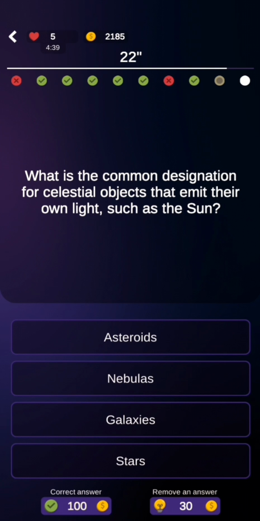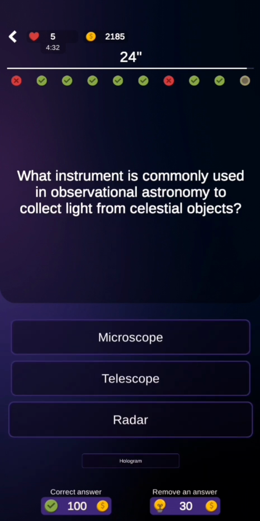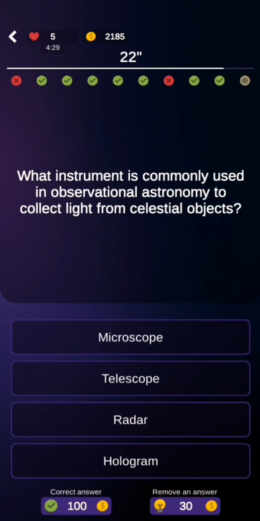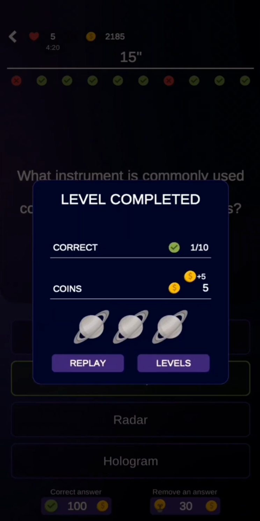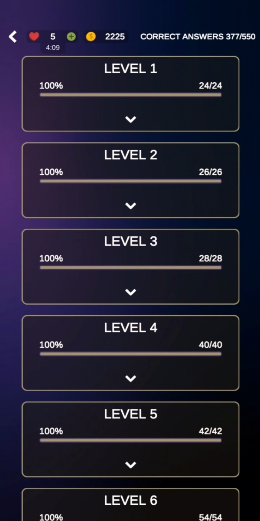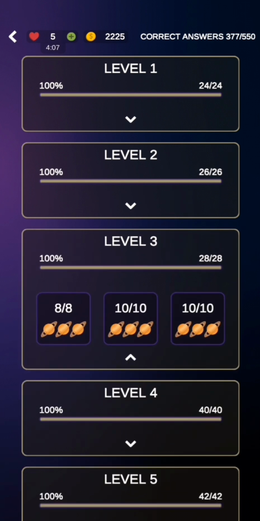What is the common designation for celestial objects that emit their own light, such as the sun? Bro, that's a star. All star stuff. What instrument is commonly used in observational astronomy to collect light from celestial objects? A hologram, obviously. Telescope. Well, that was level 2. And let's give level 3 a knock. Ooh, so we got some more questions.